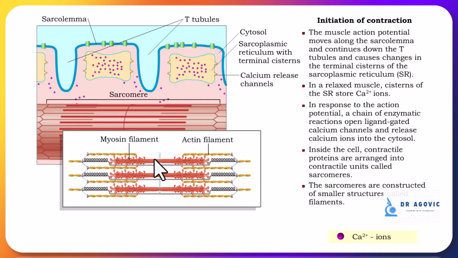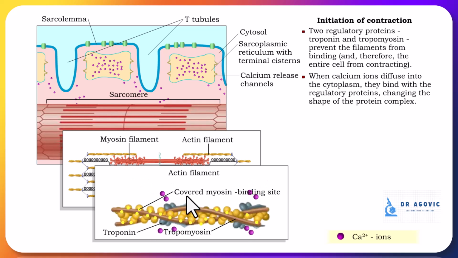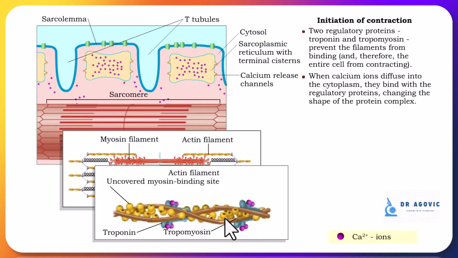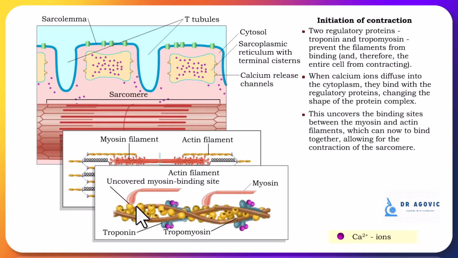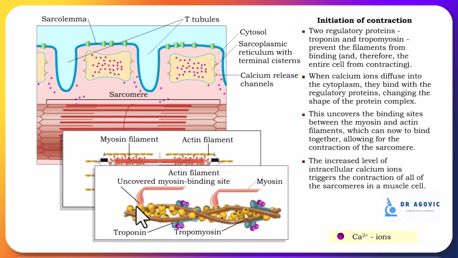Each sarcomere consists of two smaller units called filaments, which are prevented from contracting by regulatory proteins. The binding of calcium to the regulatory proteins changes the shape of the protein complex. Binding sites for myosin are now exposed, and the filaments bind together. Contraction of the sarcomere can then occur. The release of calcium ions triggers the contraction of the muscle cell's contractile proteins.